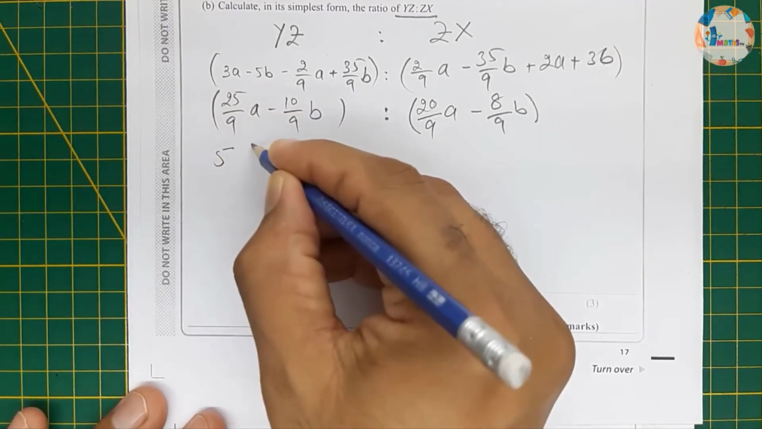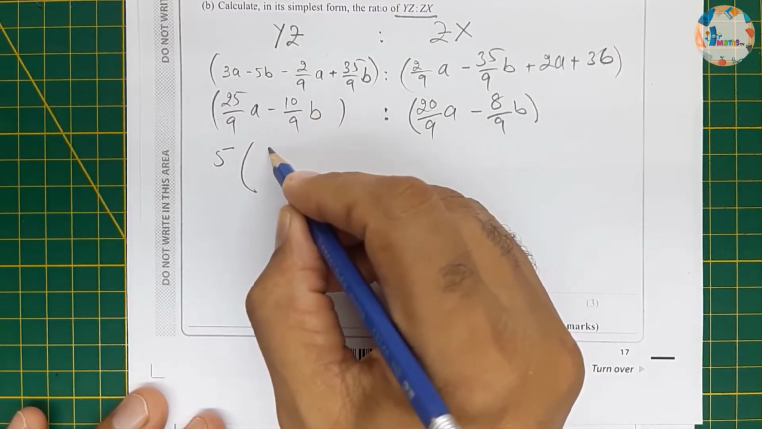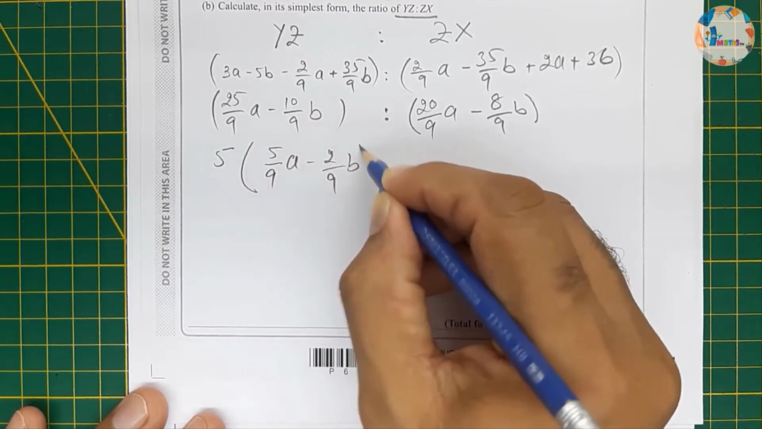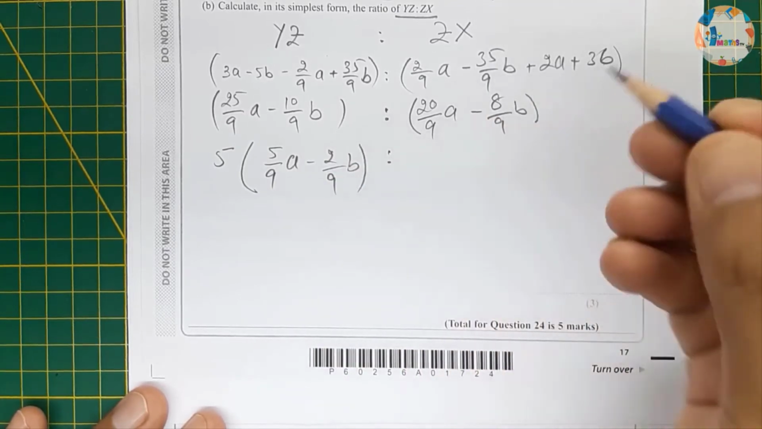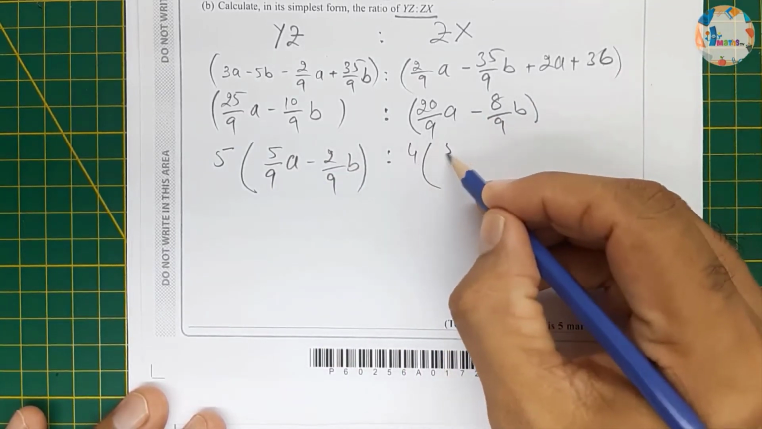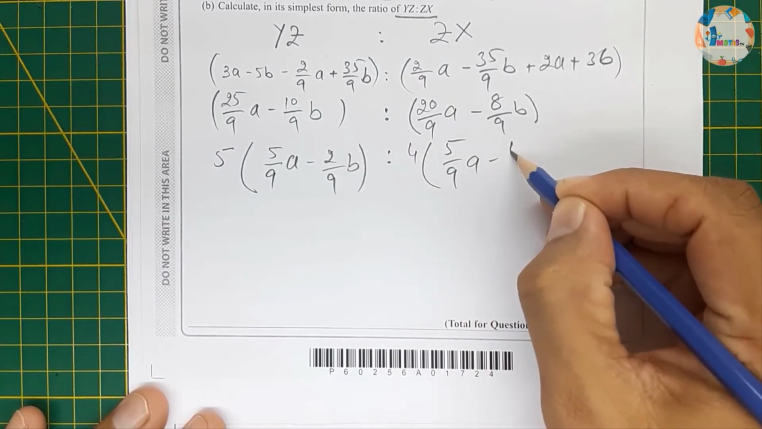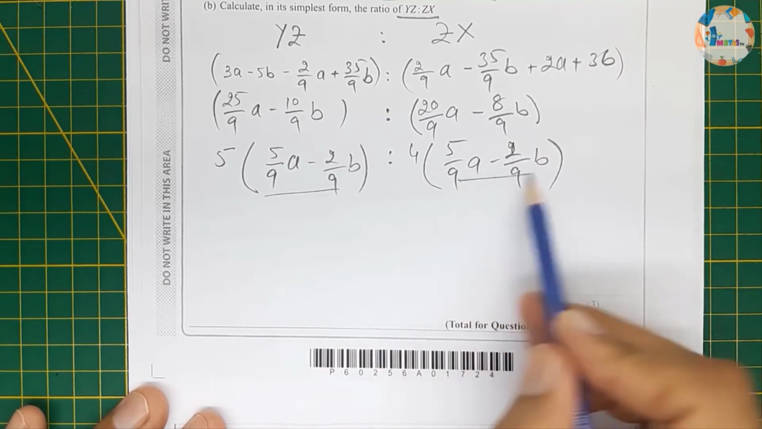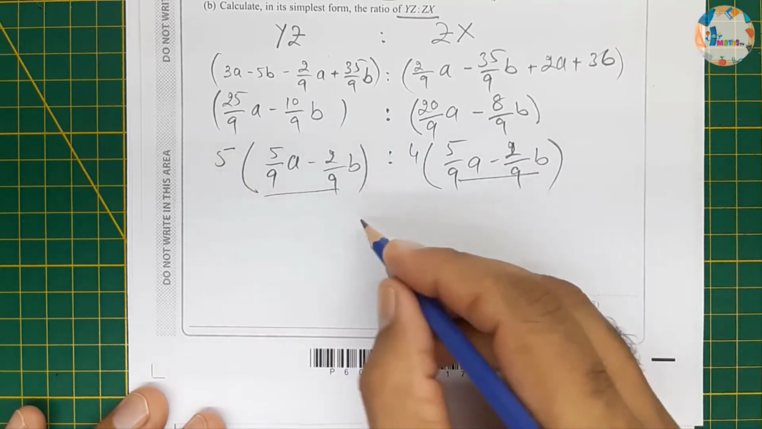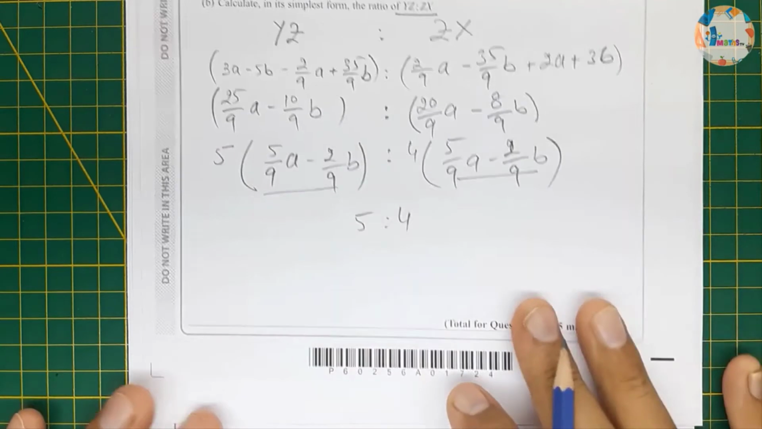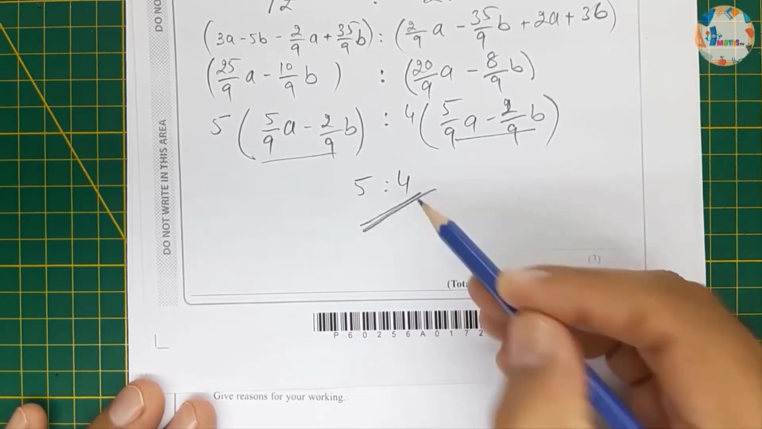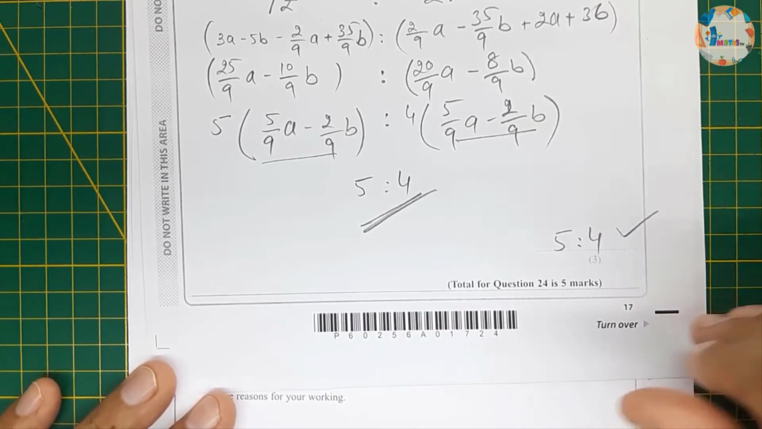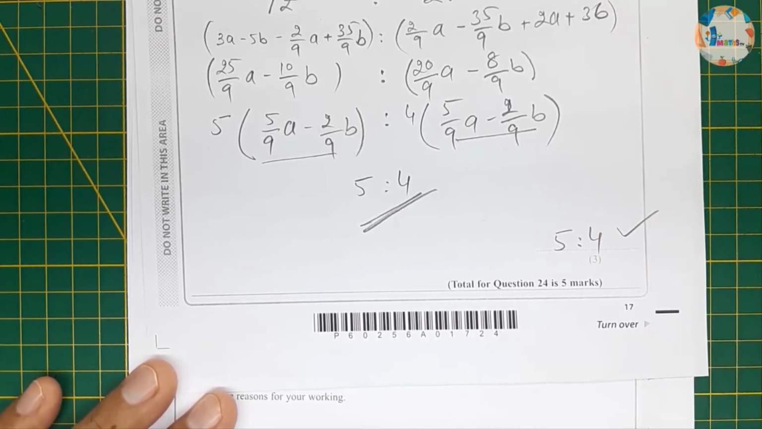So if we take 5 common, this will be 5 by 9a minus 2 by 9b, and from here we can take 4 common, so it will be 5 by 9a minus 2 by 9b, and see this vector is same as this one, so the ratio is 5:4. We can mention this ratio 5:4. This will be our final answer. Hopefully you understood this question as well.